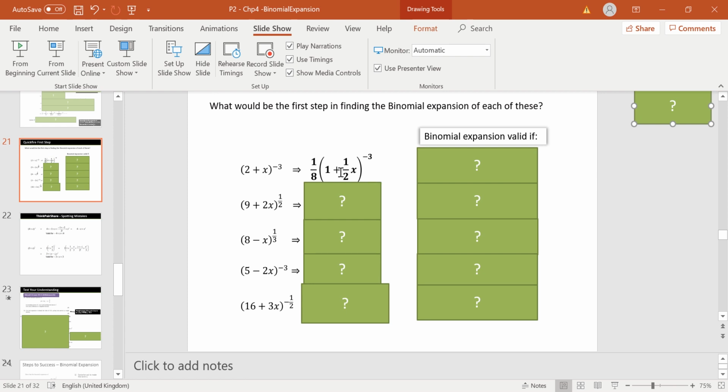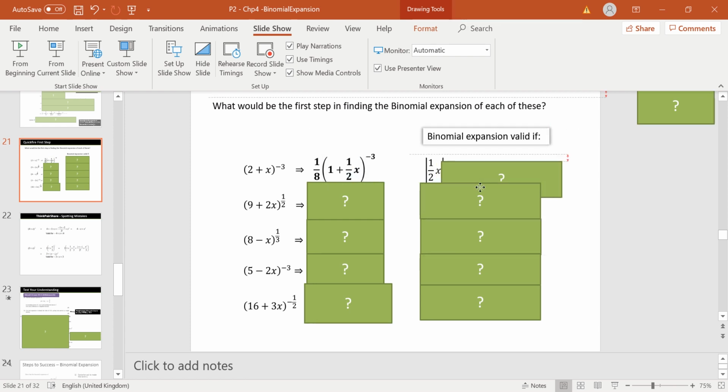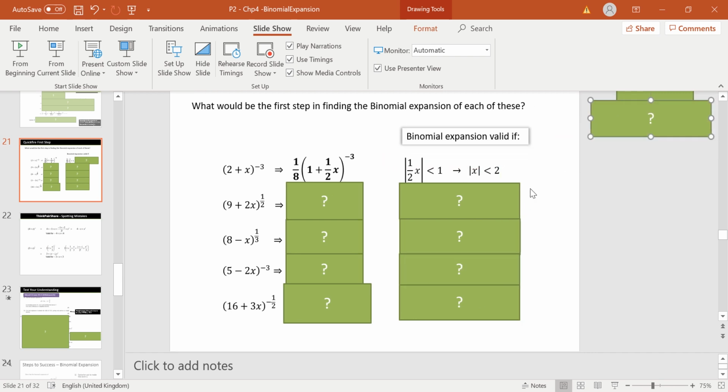And taking the idea further, when would it be valid? Well, it's about the x part in the bracket, isn't it? So it would be valid if the absolute value of that is less than 1, multiplied by 2 both sides. And that's where that one's coming from.